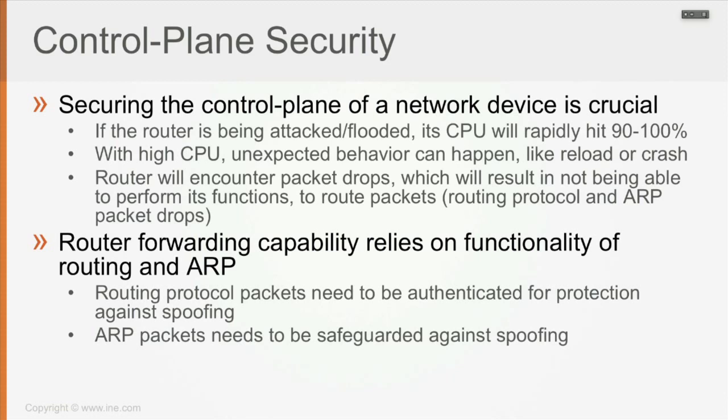Likewise, if ARP packets are spoofed because the ARP protocol is very vulnerable, then my IP to MAC binding is no longer going to be accurate. So I'm going to end up sending the packets to whoever knows or to nowhere in general. So I have to make sure that those two very important control plane protocols, ARP and routing protocols, are authenticated at any point in time.